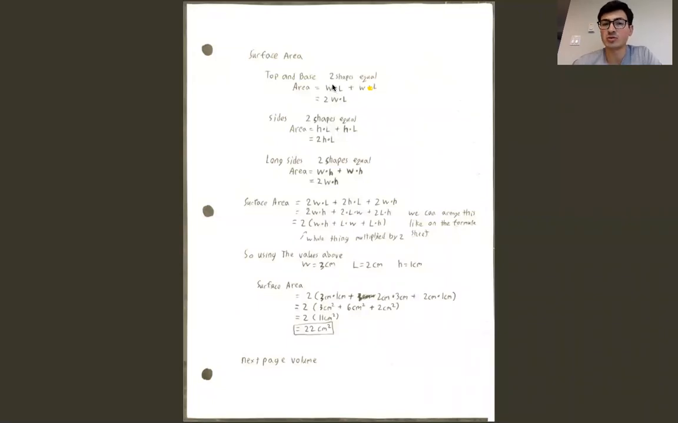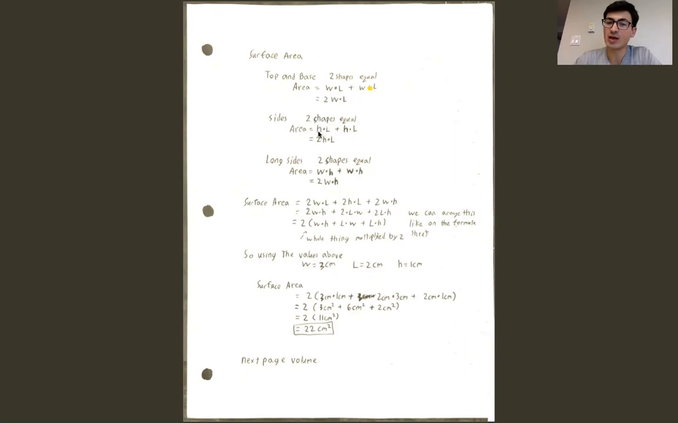So we have 2 rectangles, the same dimensions, width times length. So we can write this as 2 times width times our length, the 2 being because we have 2 of the rectangles. Now the same goes for our sides. We have two shapes and they're equal.